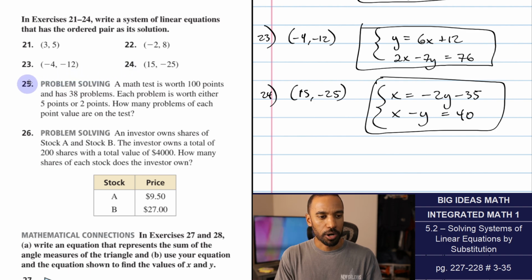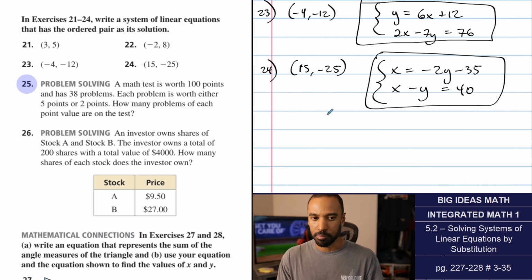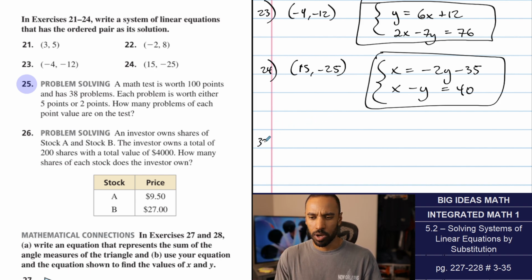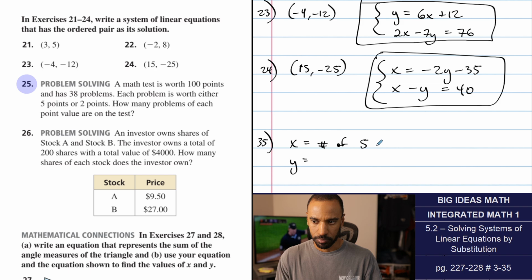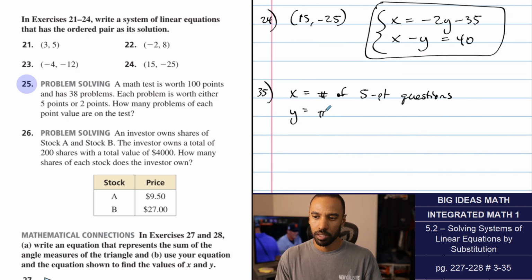Numbers 25 and 26 are on problem solving. A math test is worth 100 points and has 38 problems. Each problem is worth either 5 points or 2 points. How many problems of each point value are on the test? This is one where I don't know what to start them off with other than x and y, but there's a number of 5-point questions and a number of 2-point questions. So they have value, and that value is also the way that they're defined, right?